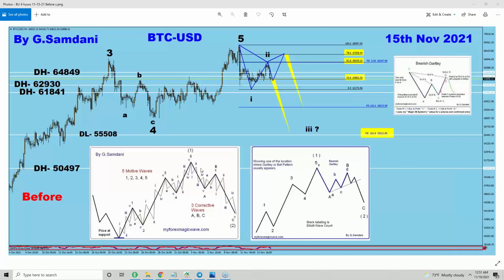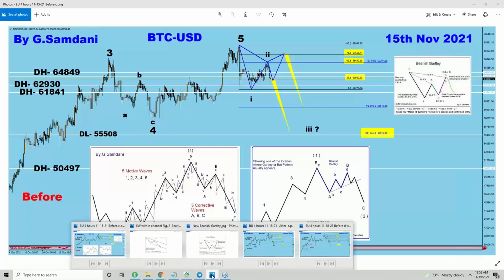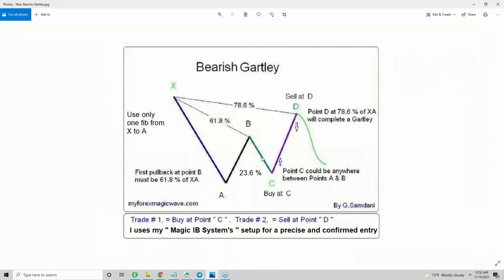So this wave A is supposed to be coming down. Now, this wave A also has subwaves, so all in all, it's supposed to drop. In this diagram you can see the Elliott wave and harmonic pattern together. This is only the Elliott wave perspective that I'm showing here. Now, this is a harmonic pattern, a bearish Gartley pattern.